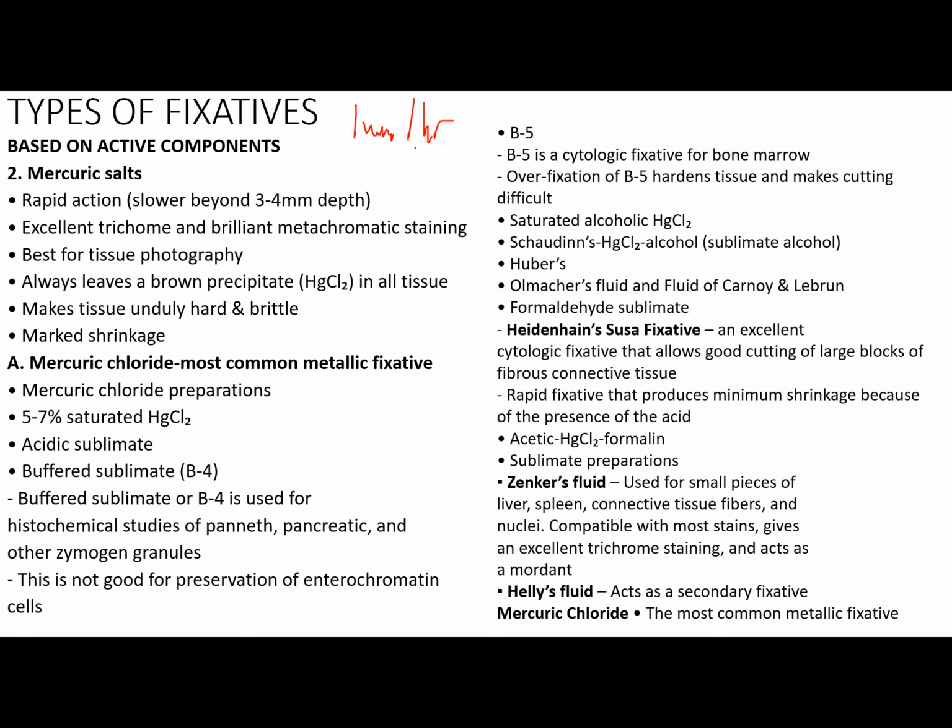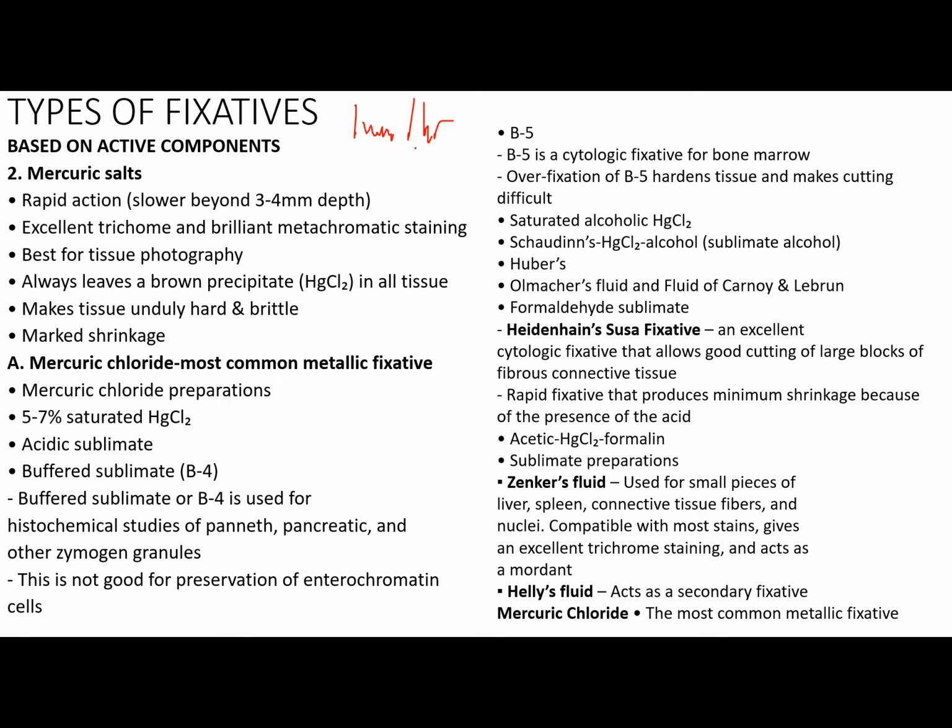Best for tissue photography and would always leave a brown precipitate, yung mercuric chloride, in all tissue. Makes tissue unduly hard and brittle and marked shrinkage. Now, under mercuric salts, we have your mercuric chloride. This is the most common metallic fixative. Usually 5 to 7% saturated mercuric chloride. Acidic sublimate, vapor sublimate is used for histochemical studies of pancreatic and other zymogen granule. This is not good for preservation of enterochromaffin cell.